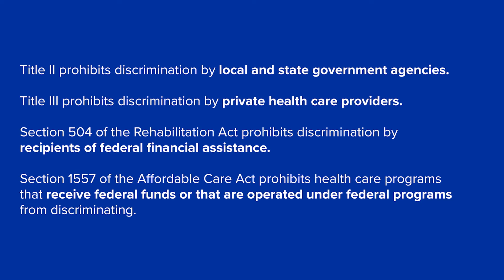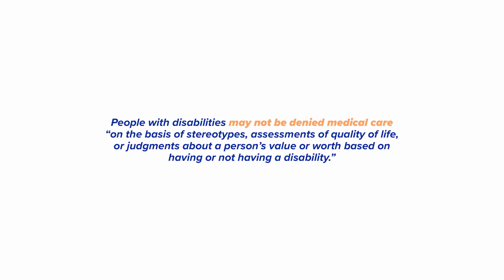The bulletin that came out is an attempt to help ease concerns for families like the one that I shared. And these concerns have been rising in the disability community and are also in response to some states' actions that could be interpreted as possibly out of sync with these aforementioned laws. So the guidance is there to help ensure that people with disabilities don't have to worry about being denied medical care on the basis of stereotypes, assessments of quality of life, or judgments about a person's value or worth based on not having or having a disability. And that is directly coming from the bulletin.